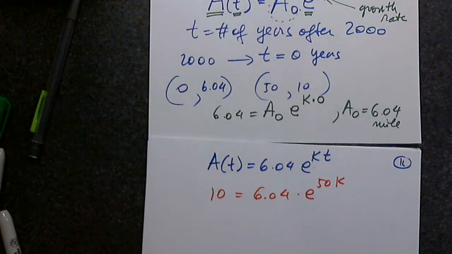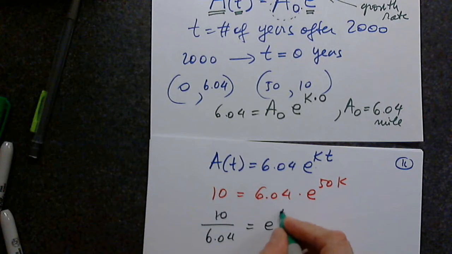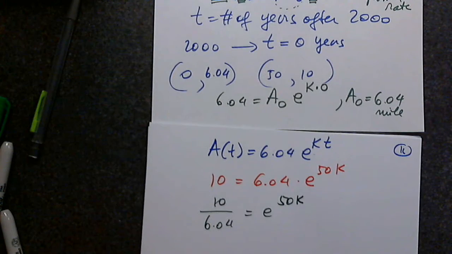Perfect. Now, I must clean it up first. How do I clean this up? Yes, exactly. Of course, I have to clean it up. So I have 10 divided by 6.04 equals e to the 50k. What is the variable? Of course, there is only one. k. What do I have to do now after it's completely cleaned up? And this is the only way. Awesome. Thank you. Well done.